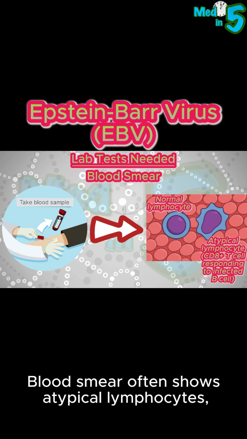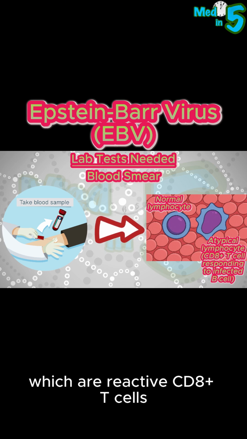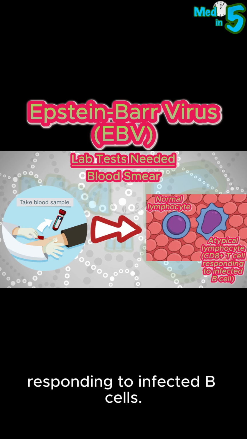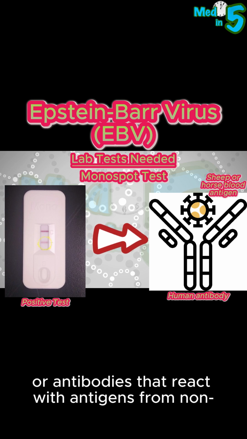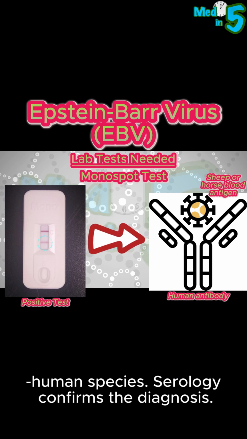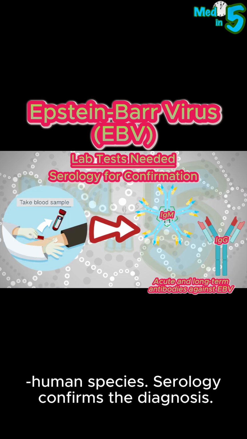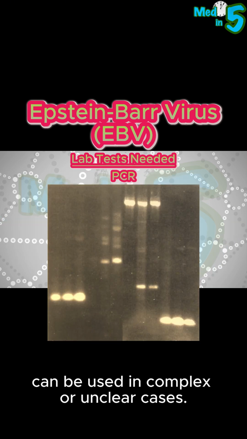Blood smear often shows atypical lymphocytes, which are reactive CD8+ T cells responding to infected B cells. The Monospot test detects heterophile antibodies, or antibodies that react with antigens from non-human species. Serology confirms the diagnosis. PCR can be used in complex or unclear cases.